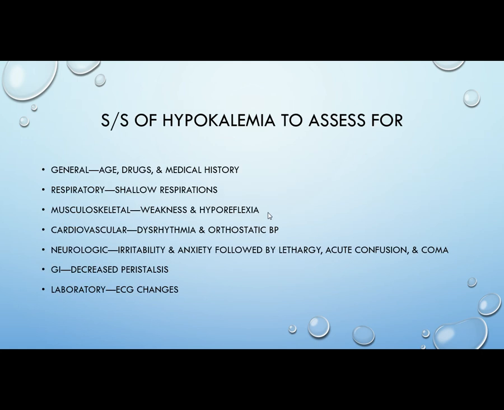What are some signs and symptoms of hypokalemia to assess for? Okay, I've got them listed here, so let's see if we can get through this. Age affects the kidney concentration of urine, increasing your potassium loss. Okay. Drugs like diuretics and corticosteroids and beta agonists or antagonists can increase your potassium loss. Okay. So that's your age and your drugs.